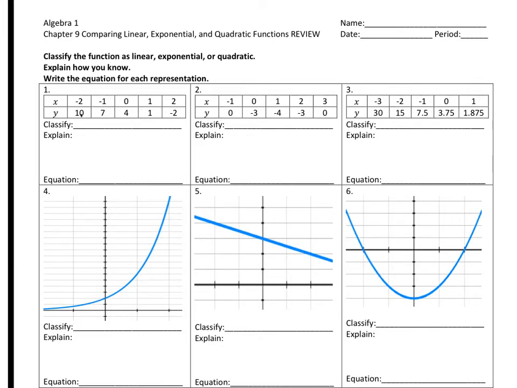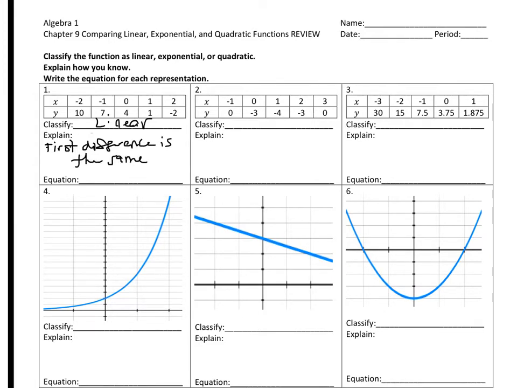So first things first, let's find our differences. So 10 to 7 is negative 3, negative 3, negative 3, and negative 3. Well, that's good. If the first difference is the same, then we know it has to be linear. Okay, so good to know. So our classification is linear. And our reason is the first difference is the same.